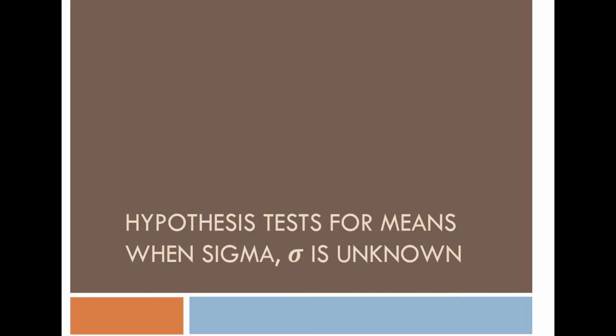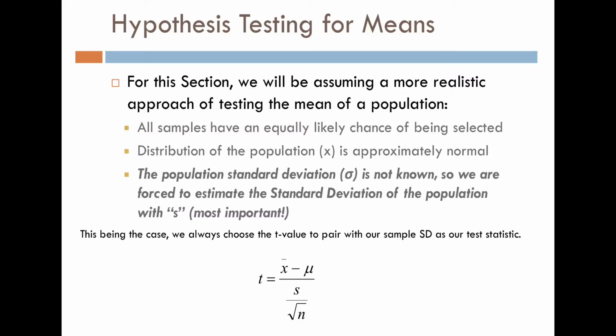In this section, we're going to look at doing hypothesis tests, also for means, but when sigma, the population standard deviation, is not known. In the section where sigma is unknown, we're actually assuming a more realistic approach for testing the means of a population.